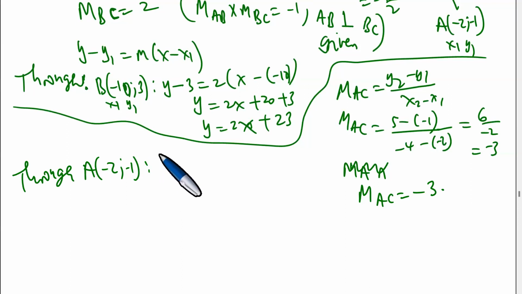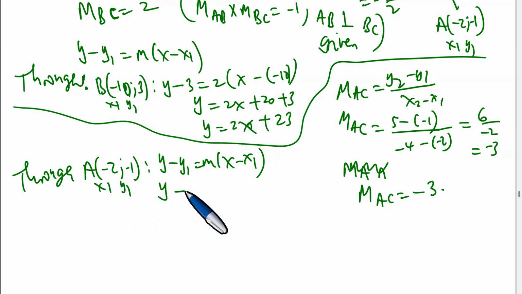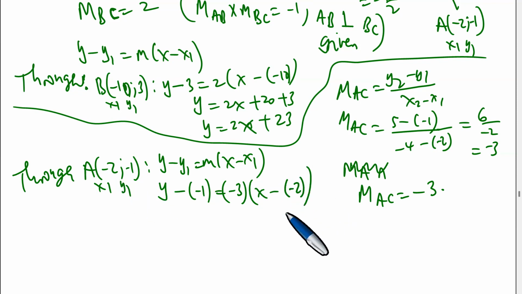Right, we agree that we have y minus y1 equals m times x minus x1. So y minus y1, which is minus 1, equals the gradient of the line, minus 3, times x minus x1, which is minus 2, like so. Simplifying everything here, this is going to be minus 3x, and this is going to be minus 6, and you subtract 1, and that is minus 7.